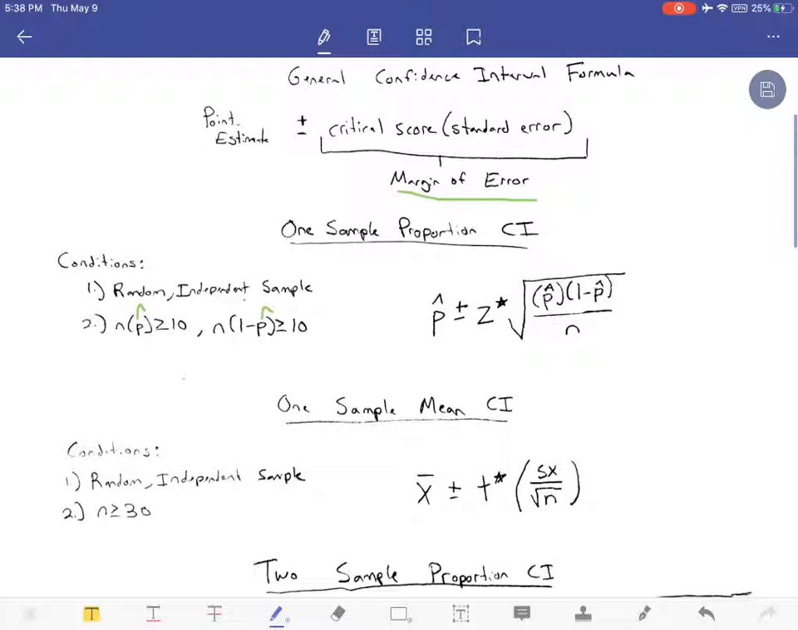So then for our formula, for our point estimate, we take our sample proportion. Anytime we're dealing with a proportion, we're going to be using a z-score. So you take your critical z-score. The way we get that is inverse norm in your calculator, and you take the area of the tail. So if we had a 95% confidence interval, the area that we put in is 0.025. If we had a 90% confidence interval, the area that we put in for our tail is 0.05.